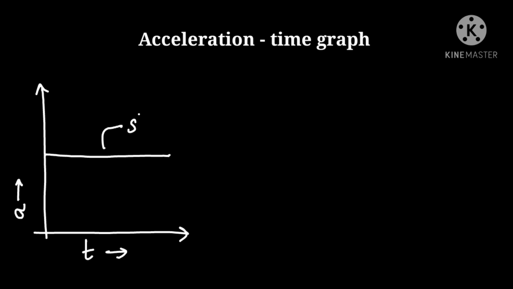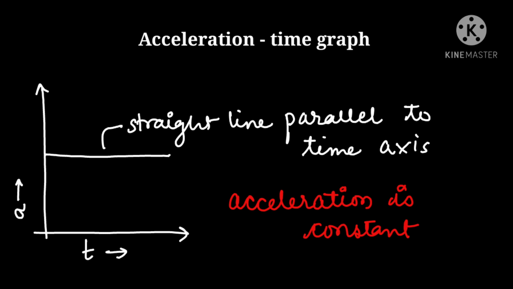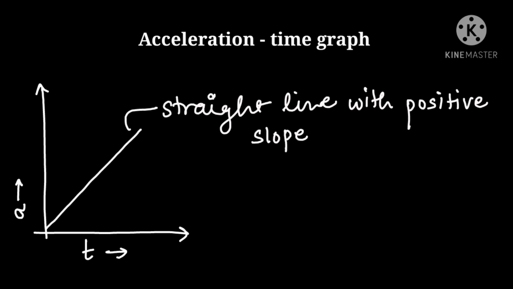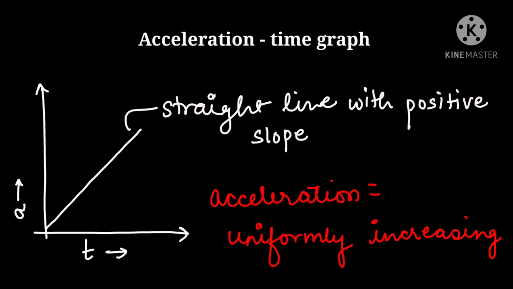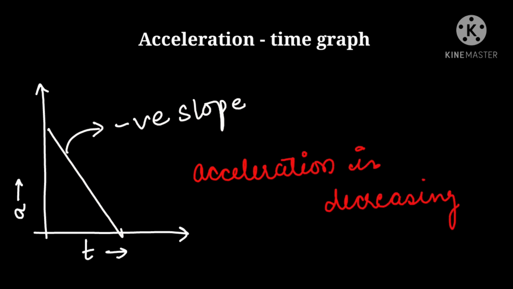Third is acceleration time graph. When the graph is a straight line and parallel to time axis, then the acceleration is constant. When the graph is an oblique straight line having positive slope, then acceleration is uniformly increasing. And when the graph has negative slope, then the acceleration is uniformly decreasing.